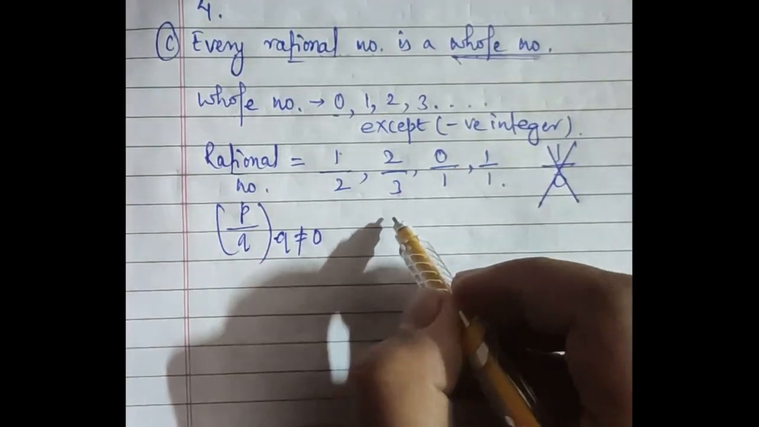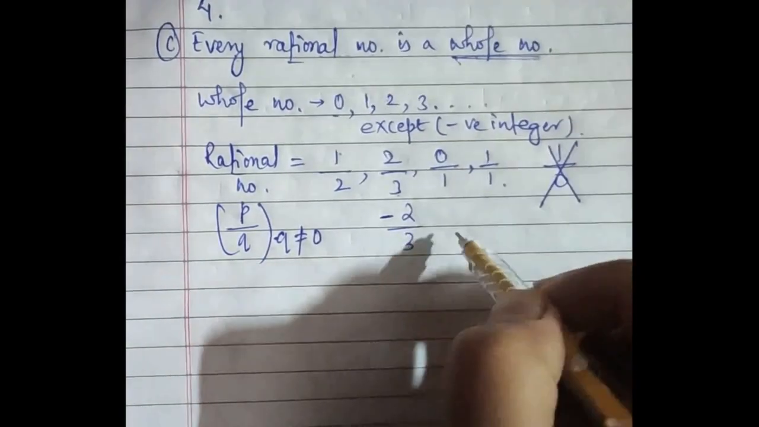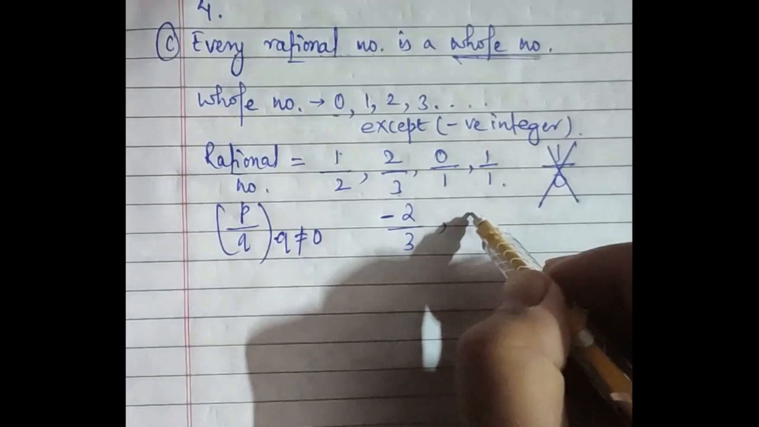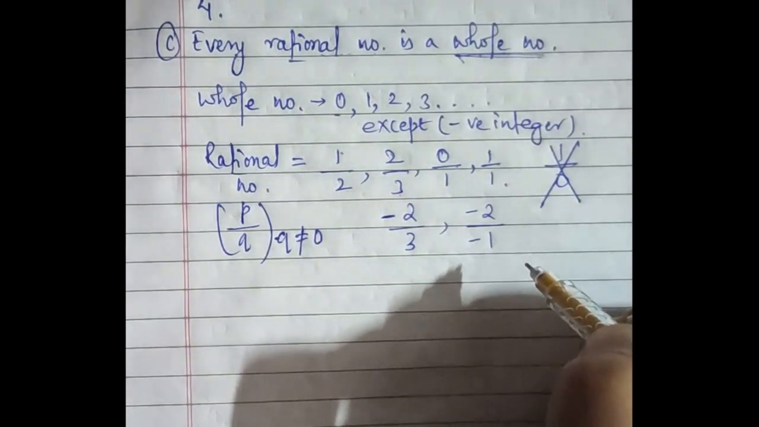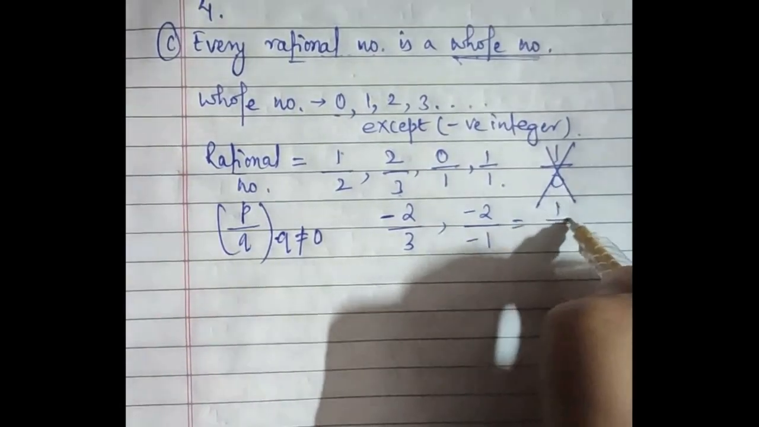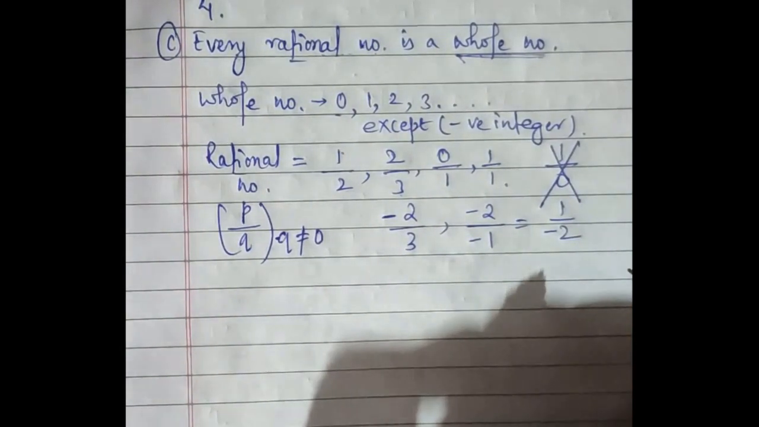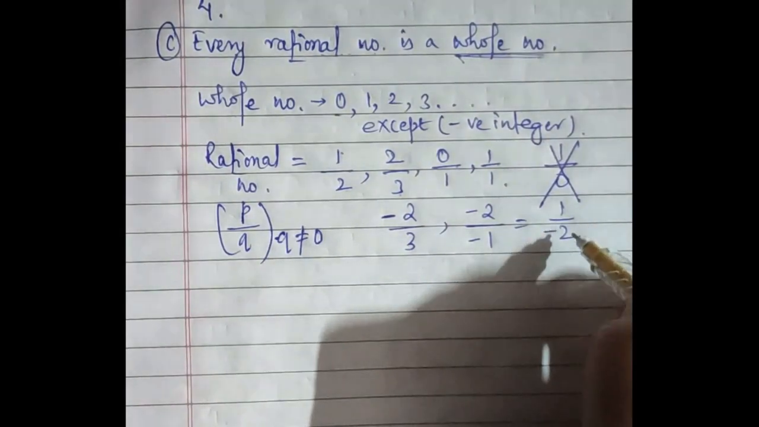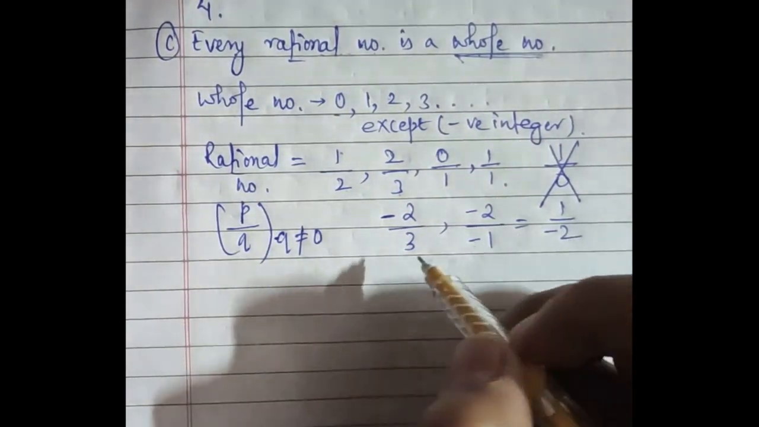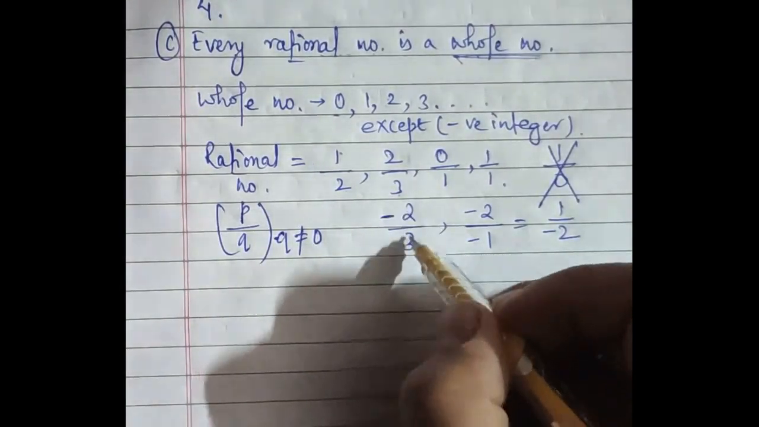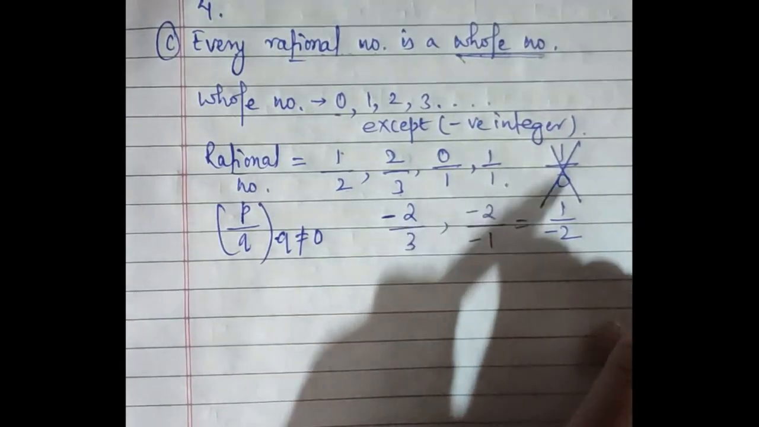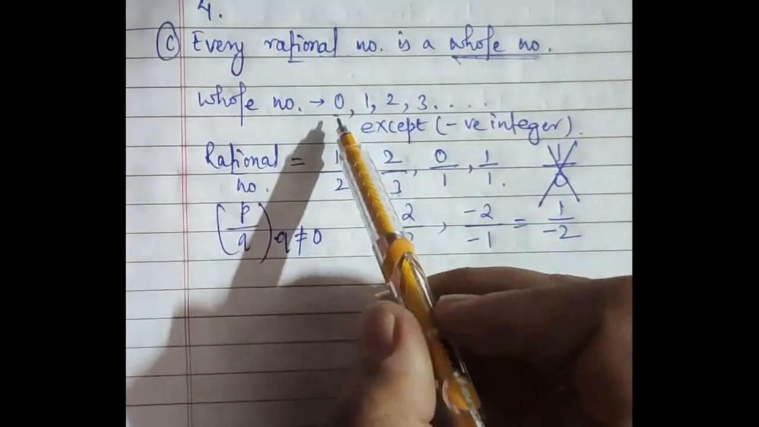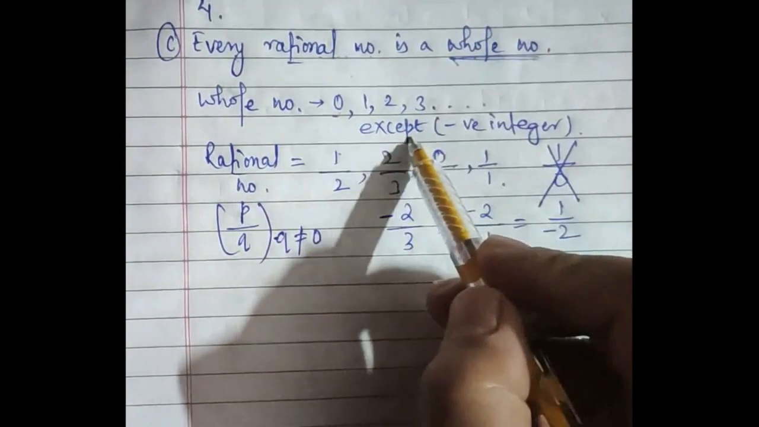We can also write a rational number as minus 2 by 3. We can also write a rational number as minus 2 by minus 1. Alright, so we can also write 1 by minus 2. This is also a rational number, isn't it? So rational numbers are those numbers in which p and q are integers. Integers means which may include positive numbers as well as negative numbers. Alright, so whole numbers are starting from 0, 1, 2, 3 except negative integers.